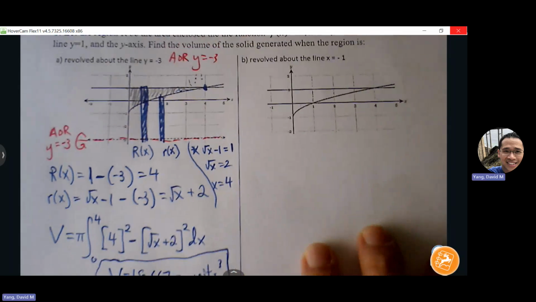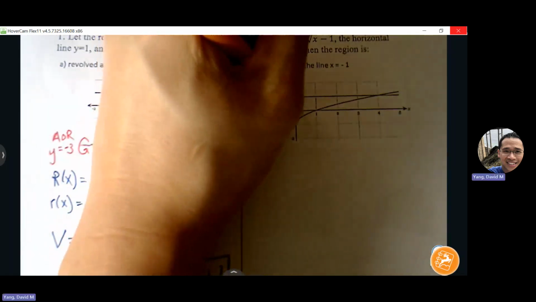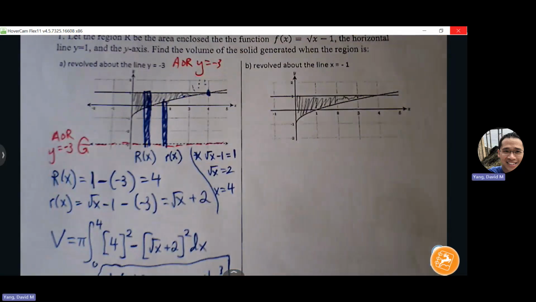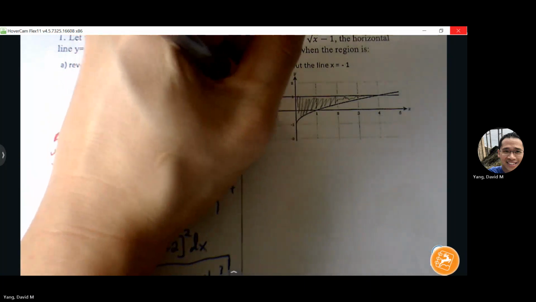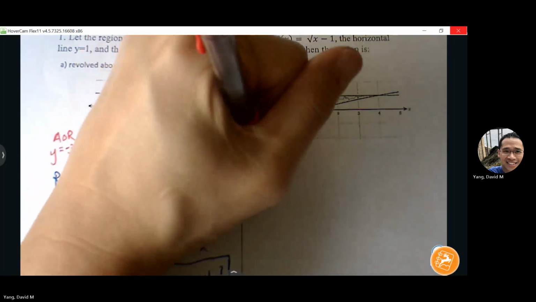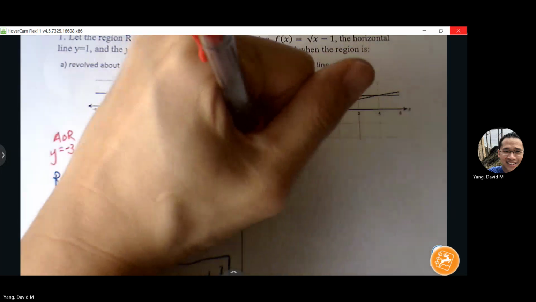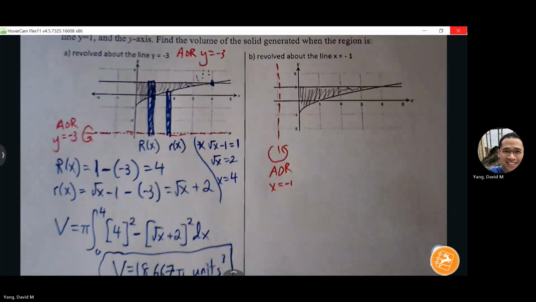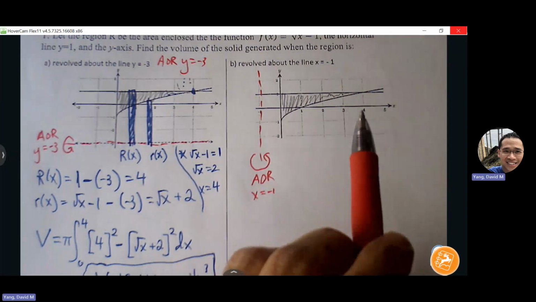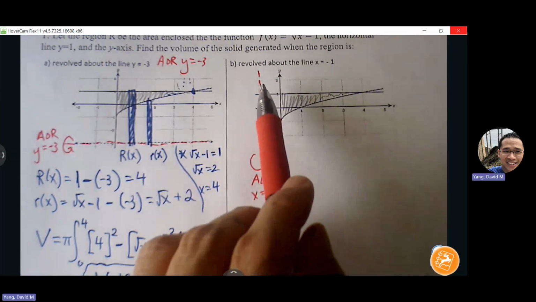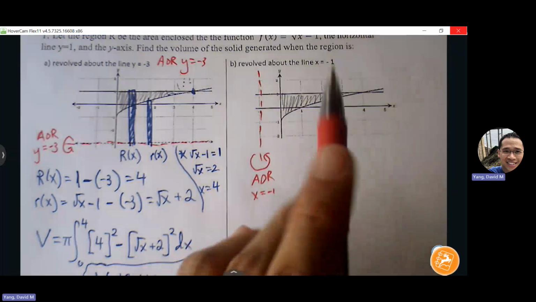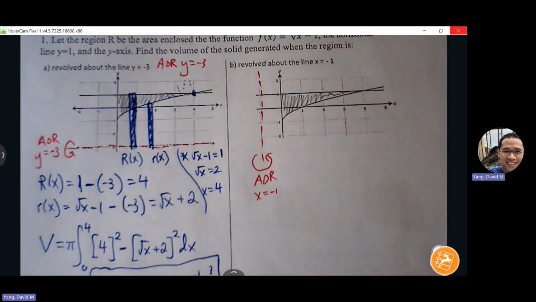Okay, part B, same shaded region. How was our axis different here? Vertical, yeah. So, disk or washer? Yeah, washer still. There's a gap. We need 2 radii. How is our radius going to look different than previously? Horizontal. Yeah, horizontal. And we have 2 of them, right?